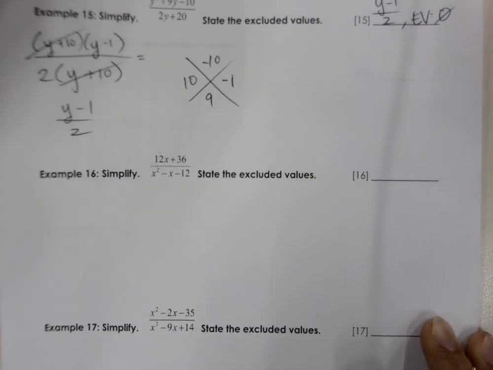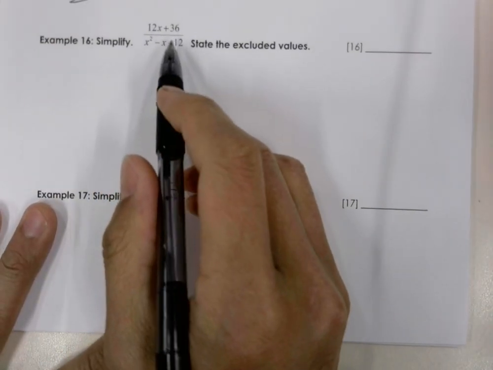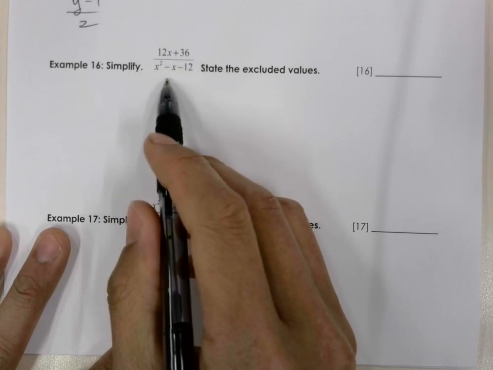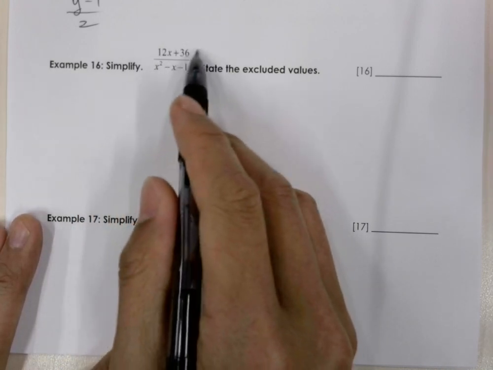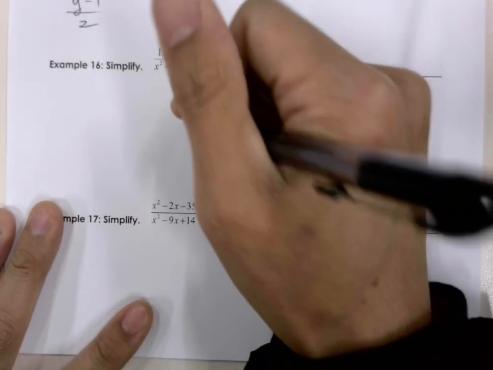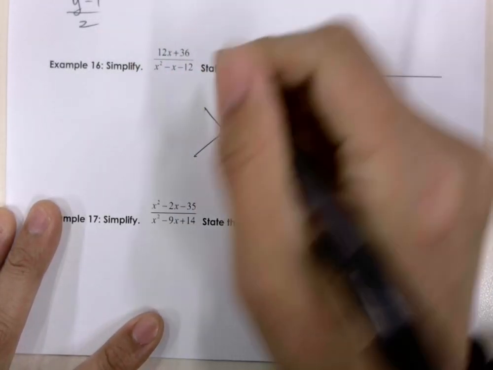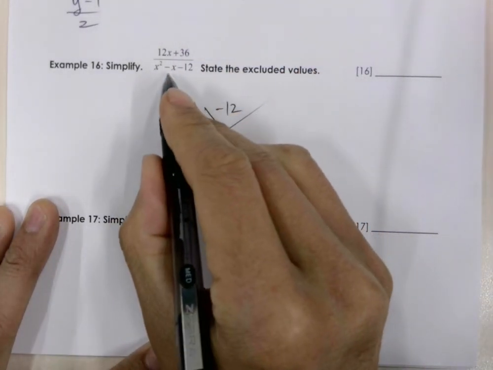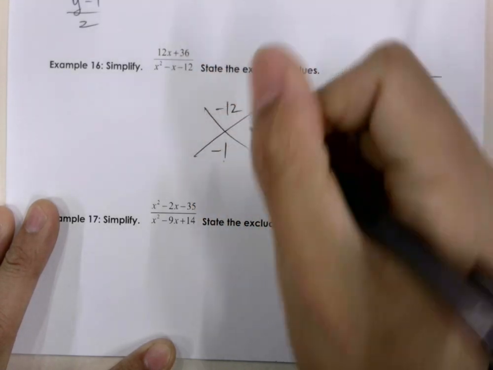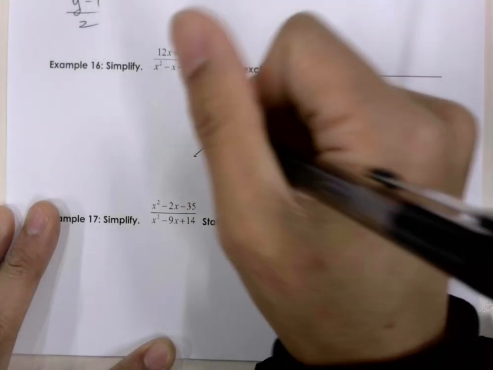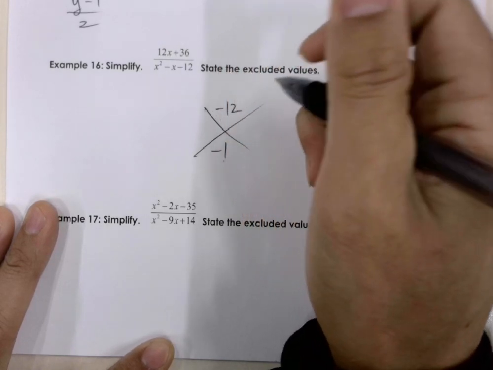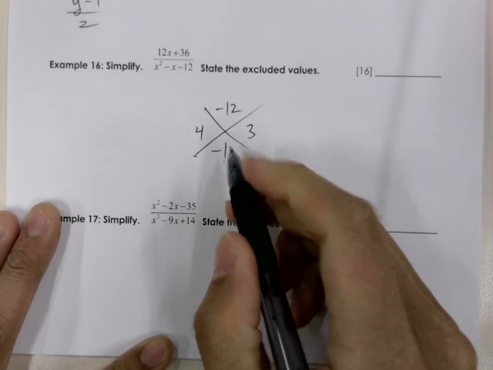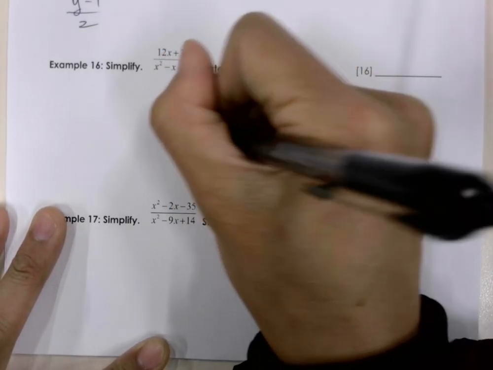All right, so let's look at this one down here. We're going to do the same thing. We'll factor the bottom using our cross method, and then we'll factor what we can from the numerator. Let's start by putting our cross down, and we get 1 times negative 12 is negative 12, and b is negative 1. So two factors of 12 that multiply to negative 12 and add to negative 1 are going to be 4 and 3. And since our sum is negative, our 4 is going to be negative.